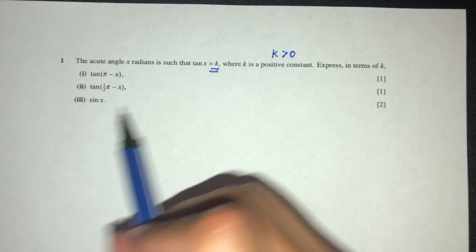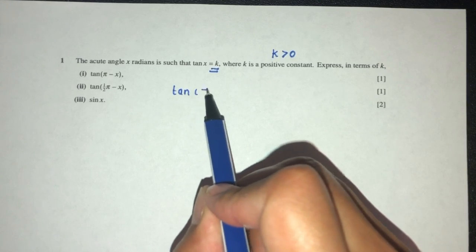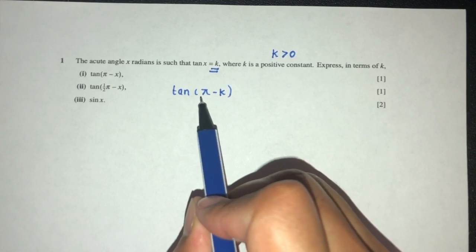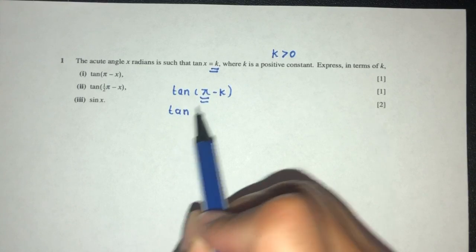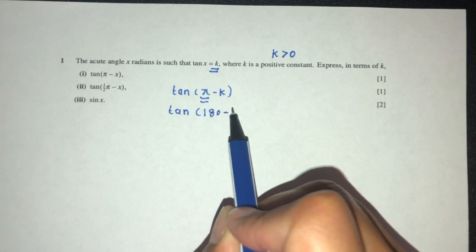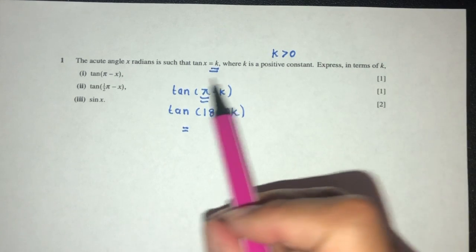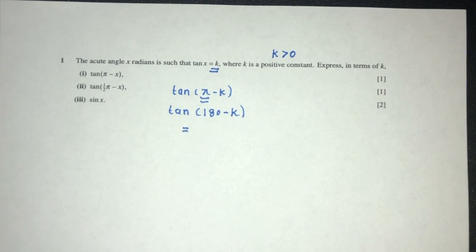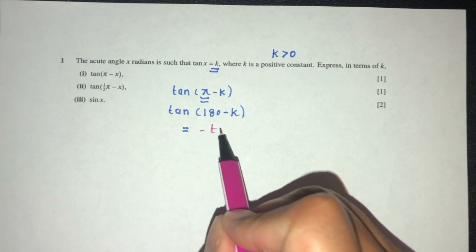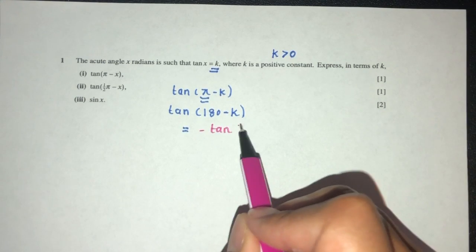Expressed in terms of k, the first one we have is tan of pi minus x. Again, we know what pi is. I don't like to work with radians, so I always convert pi to 180, so tan of 180 minus x. We have learned about this expansion before in Add Math. We can always use the logic, or you can just learn this directly. Tan of 180 minus a positive value should just give you minus tan of the angle.